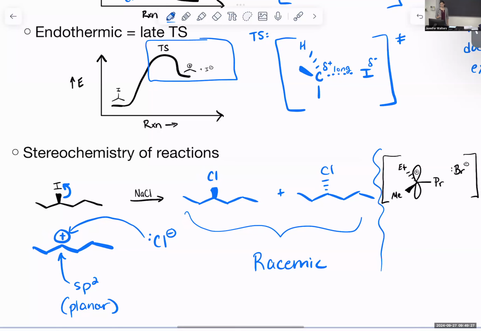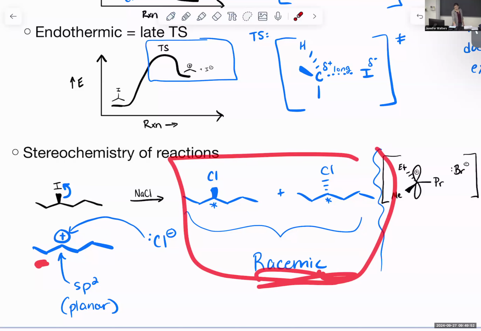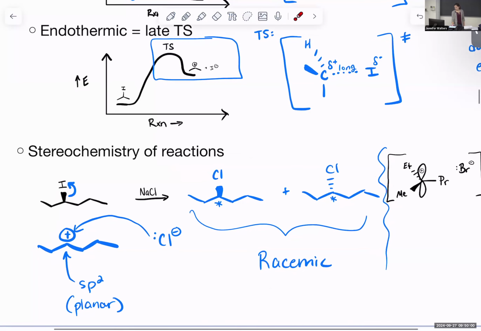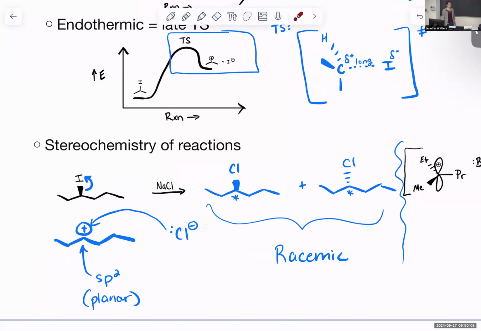Each molecule is chiral, right? I have 4 different things attached to this carbon: a chlorine, a hydrogen, an ethyl, and a propyl. So I have 4 different groups attached to that carbon, so it is chiral. My mixture is becoming achiral because I went through an achiral intermediate, a not chiral intermediate, because I went planar. I became sp2 hybridized. So knowing your intermediate is also going to determine your stereochemistry.